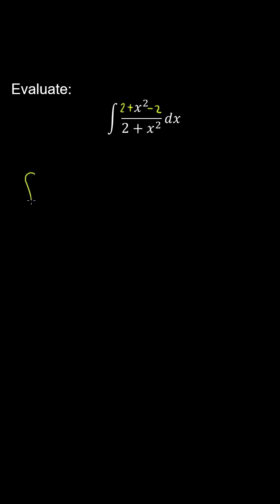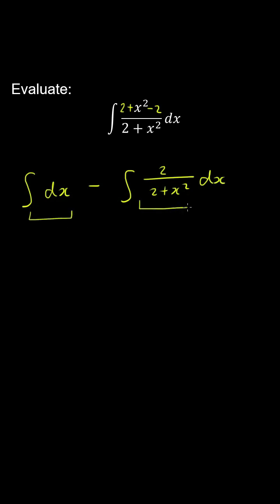So now we can write this as the integral of 2 plus x squared on 2 plus x squared, which is 1, evaluated over x, and then minus the integral of 2 on 2 plus x squared, integrated with respect to x. So this can be evaluated quite easily, and this integral is going to evaluate to an arctan. So have a go at doing this, and post your answer in the comments.